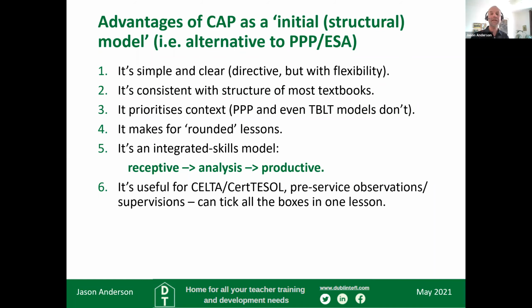So the CAP model is consistent with the structure of most textbooks. It prioritizes context, and the other models don't. It makes for rounded lessons in the sense that you have receptive, followed by analysis, and then productive. So it's an integrated skills model. And this is why textbooks use it, I'm sure. It provides the input and it provides the production. And it does so in an order which is fairly logical for most of us in terms of, well, if they've had input of it, they should be able to produce something similar.